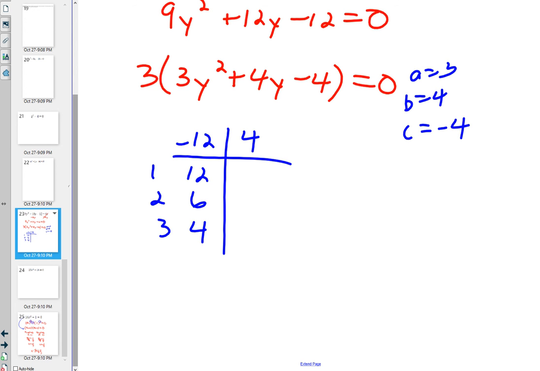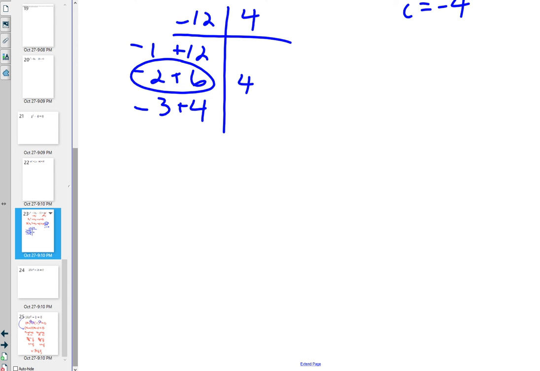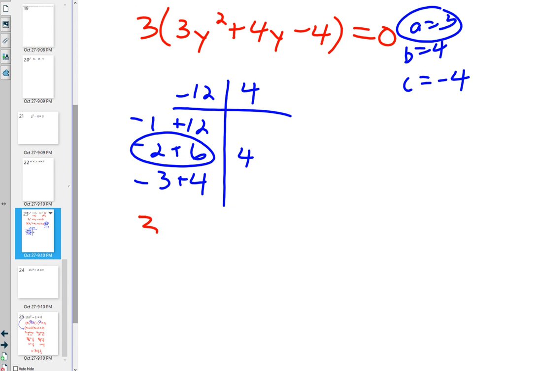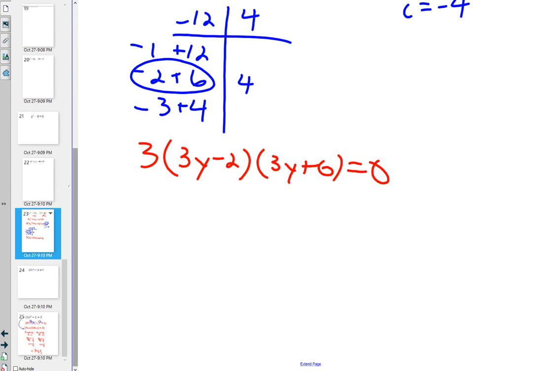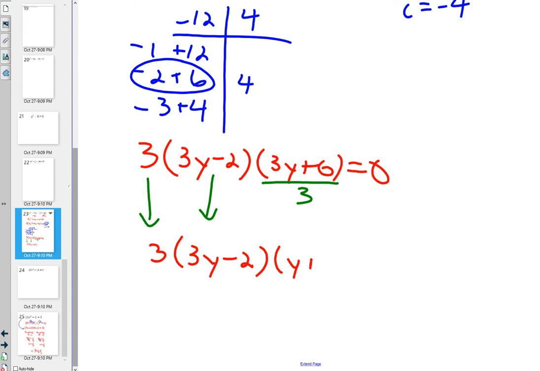When the left column is negative and the right column is positive, what do you do with your factors? Small negative, big positive. So the one I want is negative 2 and 6, but A wasn't 1. So I got to put that 3 in front. So I have the 3 GCF, 3y minus 2, and 3y plus 6. The 3 outside automatically drops. The 3y minus 2, I can't divide anything, so it drops. But this can be divided by 3. So I get 3y minus 2, and then y plus 2.